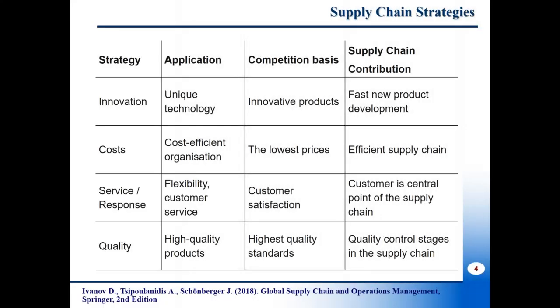There are four different operation strategies that can be classified as innovation strategy, cost strategy, service or response strategy, and quality strategy. The main driver in innovation strategy is great product or service innovation. Creating value through unique product or service properties may significantly increase company margins while maintaining cost efficiencies. For instance, Apple.